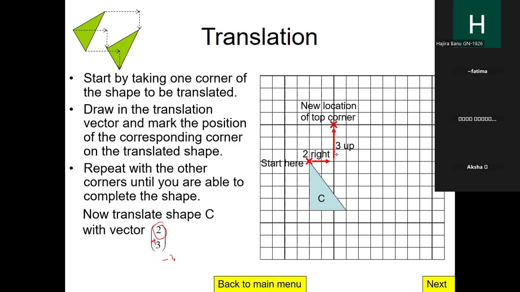And then you mark that corner. Similarly, you will select another corner, 2 positions right, 3 positions up. So again, you will mark this corner. Even if you are not able to practice much, you can mark this corner also, 2 positions here and 3 up, so you get 1 corner. Once you get all the 3 corners, draw the new shape. That will be the translation of shape C into C dash.